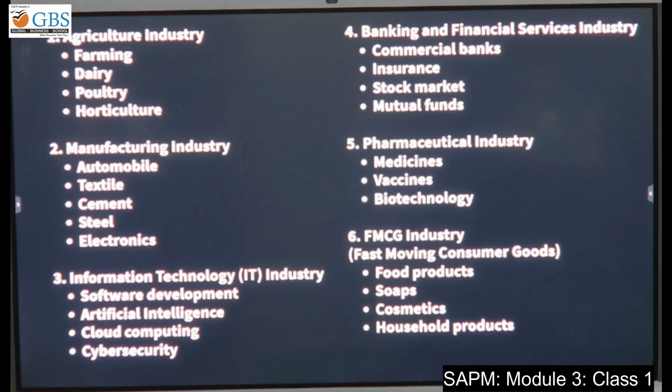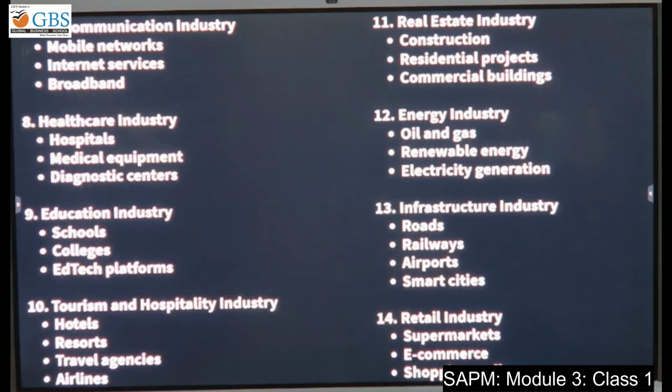It may help you. IT industry, banking and financial services industry, pharmaceutical industry, FMCG industry, fast moving consumer goods, telecommunication industry, healthcare industry, education industry, tourism and hospitality industry, real estate industry, energy industry, infrastructure industry, retail industry.